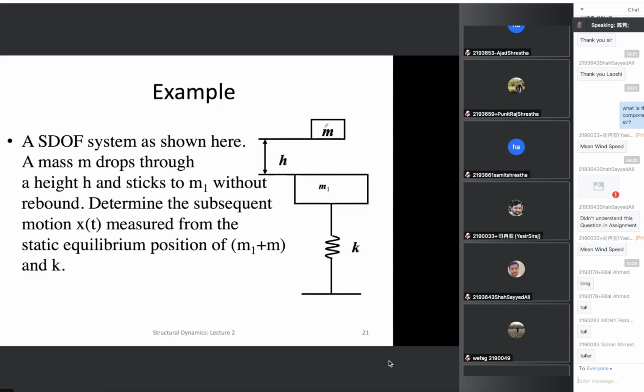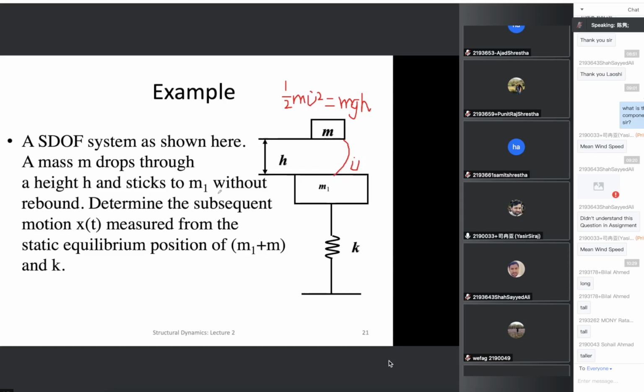The mass drops here, so it has a velocity at this time instant, just before impact. How do we calculate this u? We can use the energy method: one half m2 u squared equals m2 g h, right? This is very simple, I think, from high school. In China, this is from high school. So this energy balance, due to the potential energy, gives the velocity here.